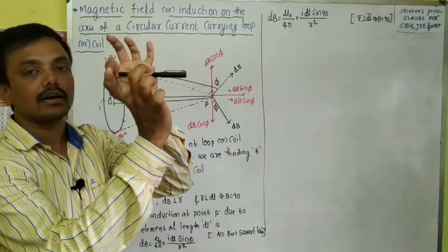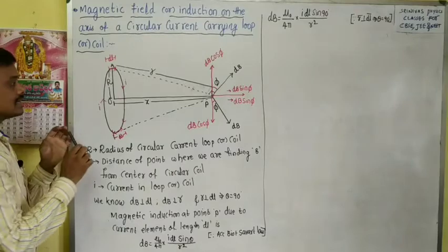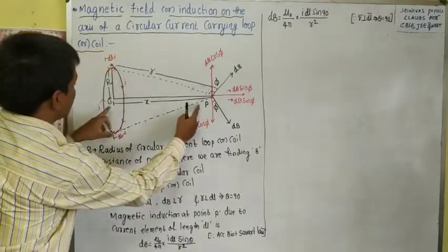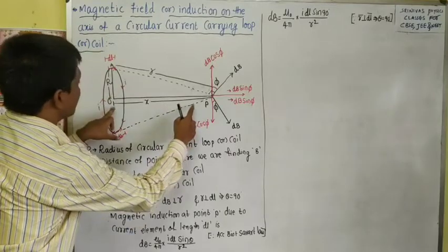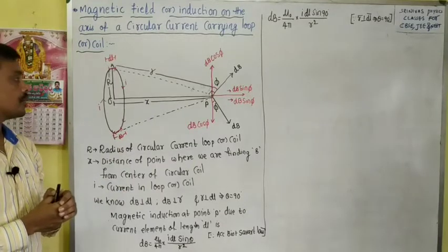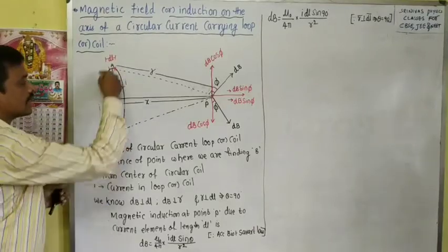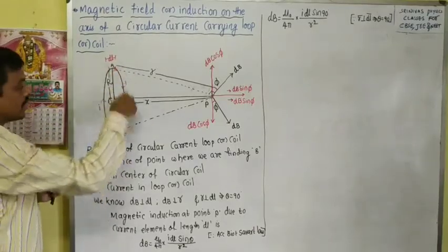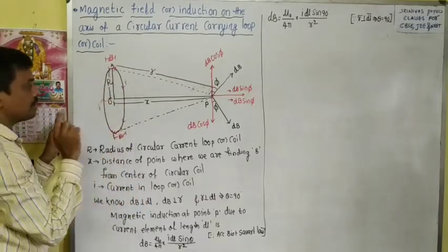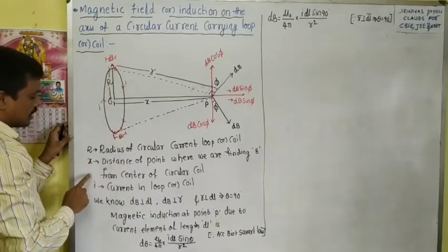This is the diagram I drew on the board. This is a circular current carrying coil, and at a distance x from the center of the coil I want to find out the magnetic induction. This is my aim. The coil carries the current like this, where I is the current in the loop, and capital R is the radius of the coil.